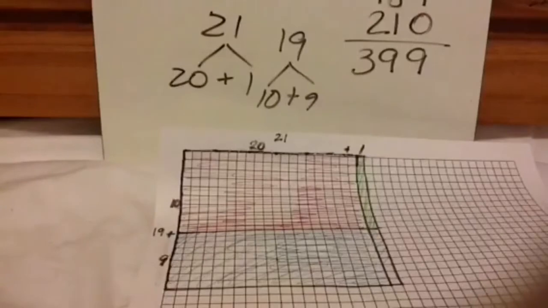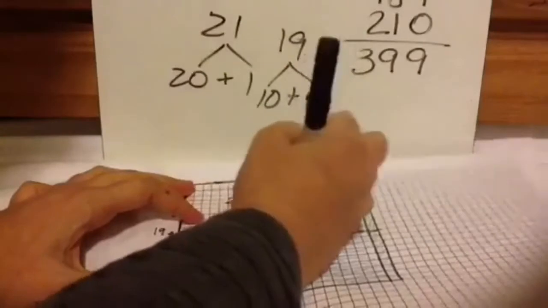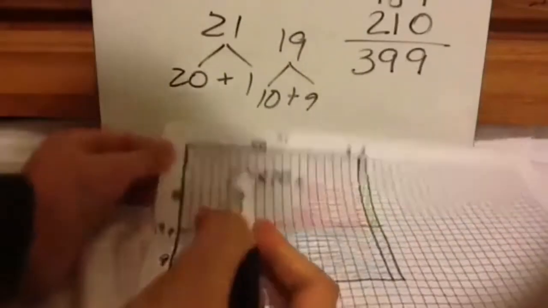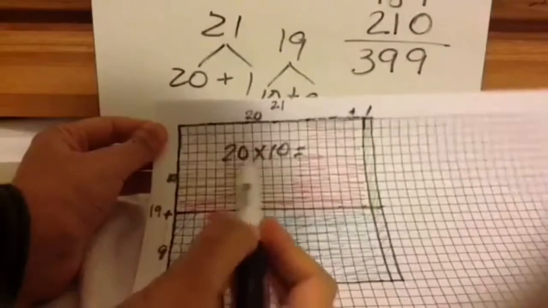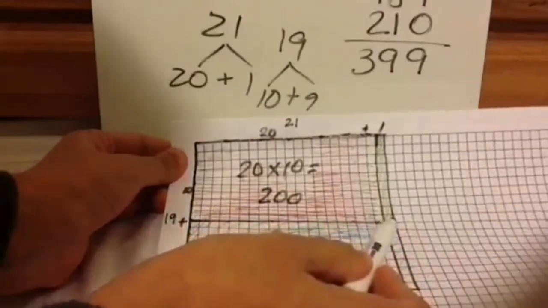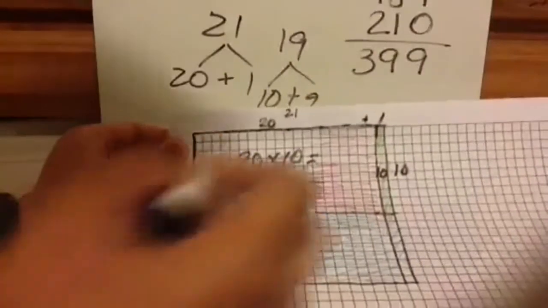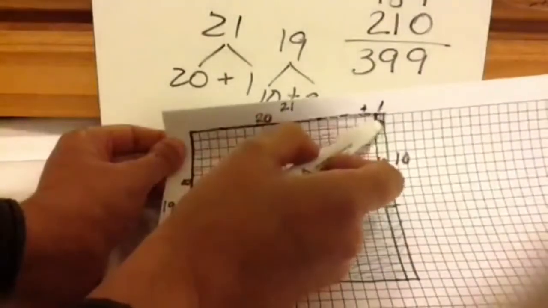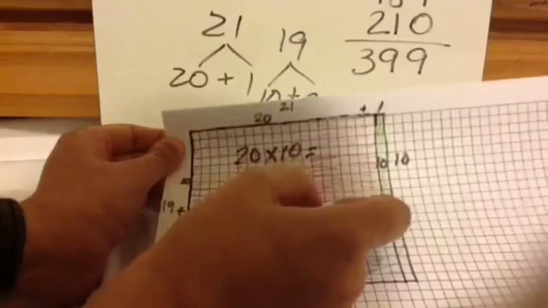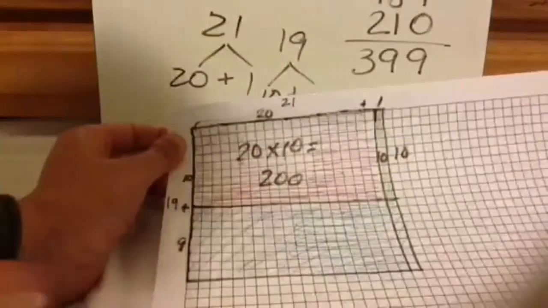Isn't that amazing? Okay, so let's look at each section. So this one right here is a 20 by 10. So a 20 by 10, you can do 2 times 1. 2 times 1 is 2, and add the 2 zeros, so 200. This one right here is a 1 by 10. This is a 10 because this side is 10. So 1 times 10 is 10. And if it's difficult to understand, 1, 2, 3, 4, 5, 6, 7, 8, 9, 10. So that means there are 200 squares right here shaded in. There's 10 shaded in right there.